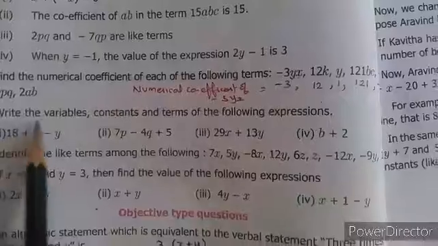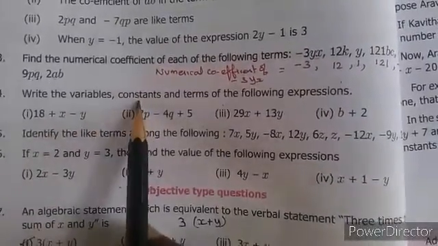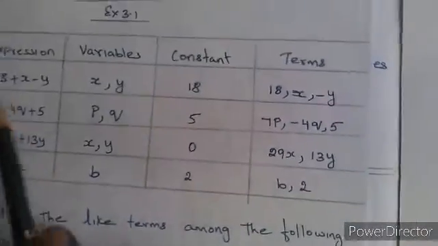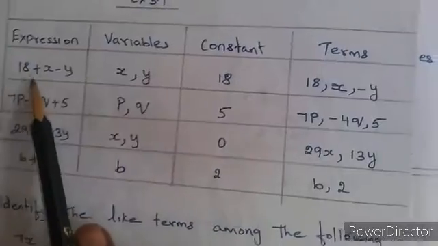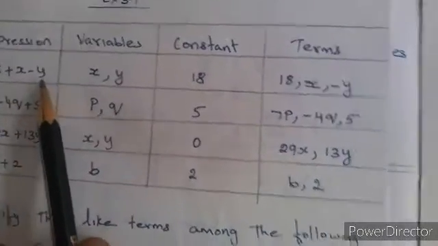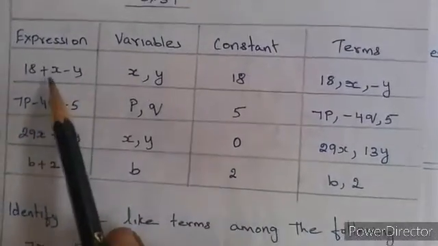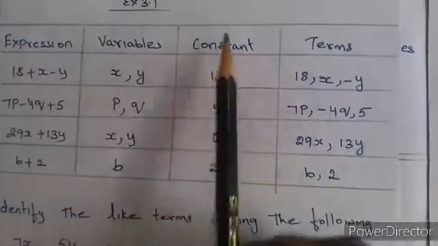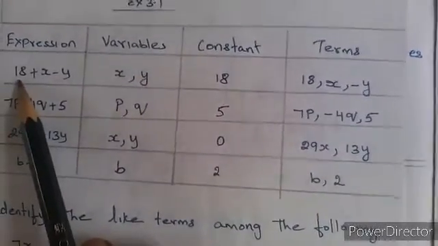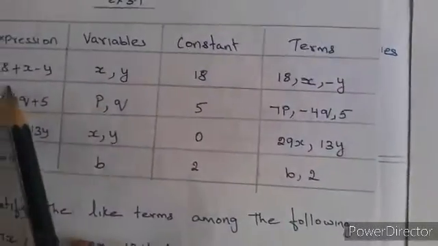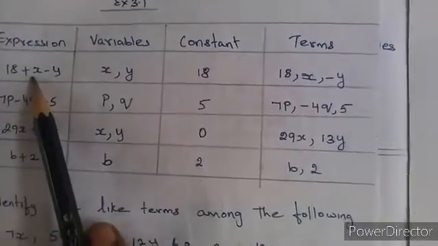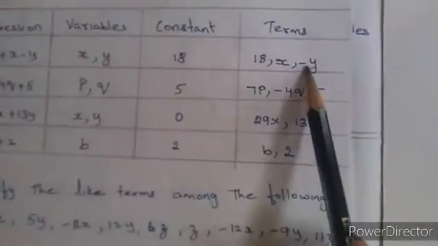In question number 4, you have to write the variables, constants and the terms of the following expression. So, here the first subdivision is given as 18 plus x minus y. The small alphabet given in the expression is your variable. So, what is the variable given here? It is x and y. And the constant number is 18. And the terms given here are 18, x and minus y.